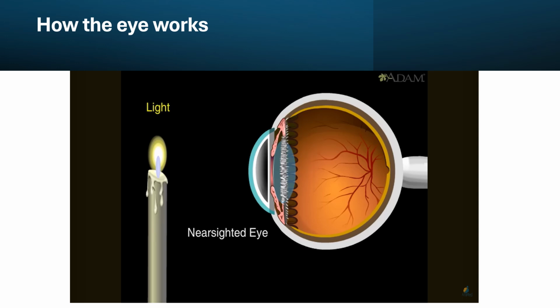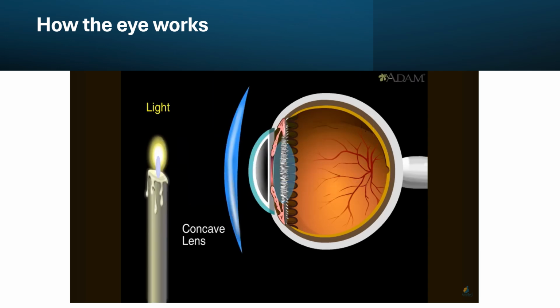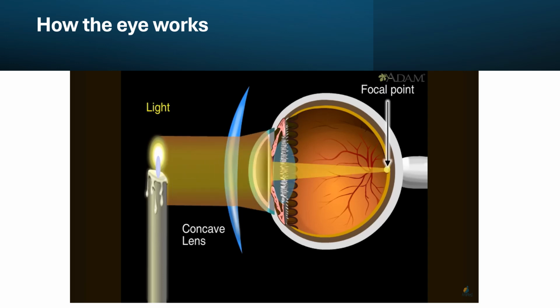But what happens if the eye is longer than normal? The longer the eye, the more distance there is between the lens and retina. But the cornea and lens still bend light the same way. That means the focal point will be somewhere in front of the retina rather than on it. This makes it difficult to see things that are far away. A person with a long eye is said to be nearsighted. Glasses with concave lenses can correct nearsightedness. The lens widens the plane of light coming through the cornea. That pushes the focal point back onto the retina.